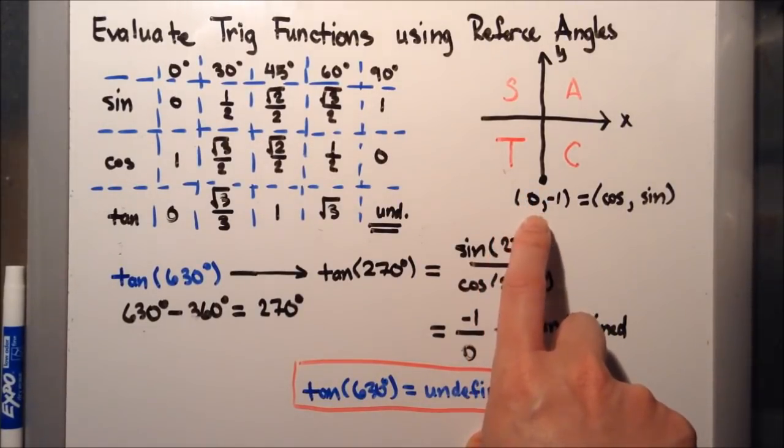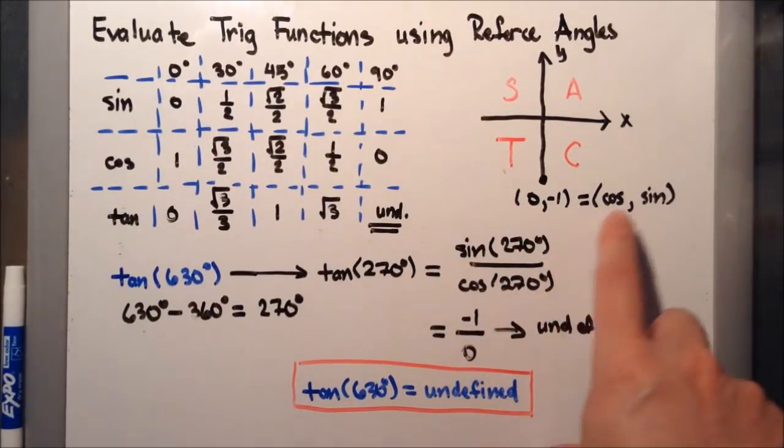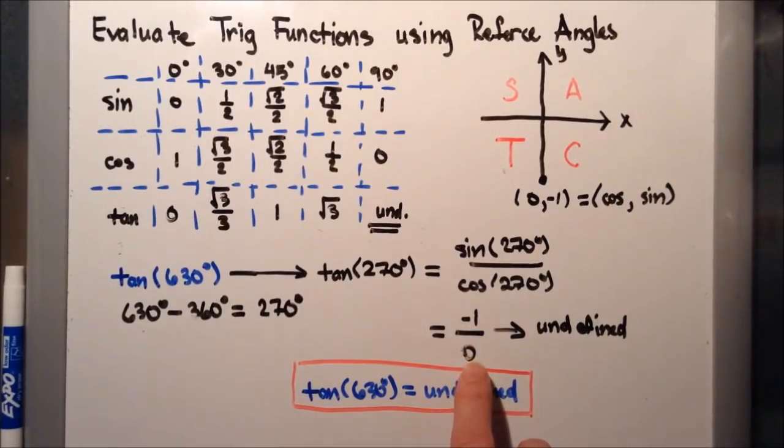This coordinate point came from the unit circle. So cosine was 0, which was in the denominator. Sine was -1, which was in the numerator. But since 0 is in the denominator, it's undefined. So tangent of 630 degrees is undefined.